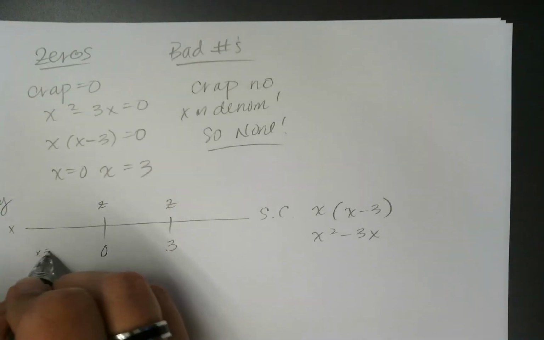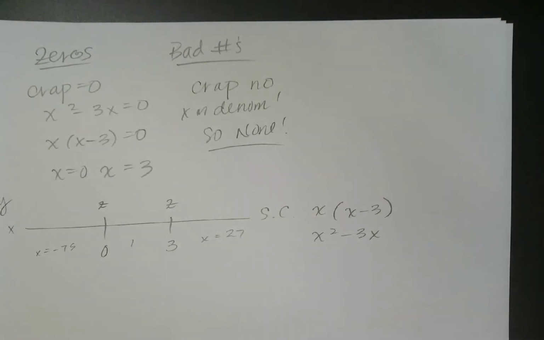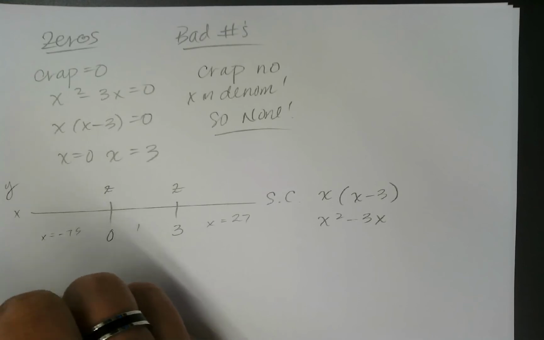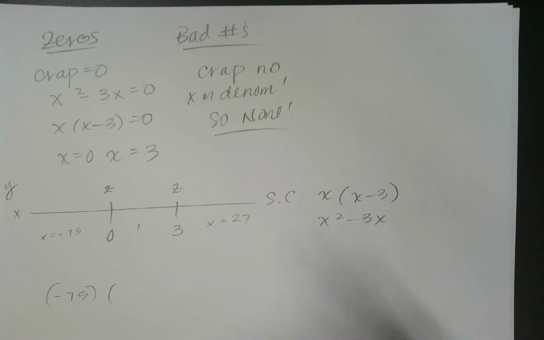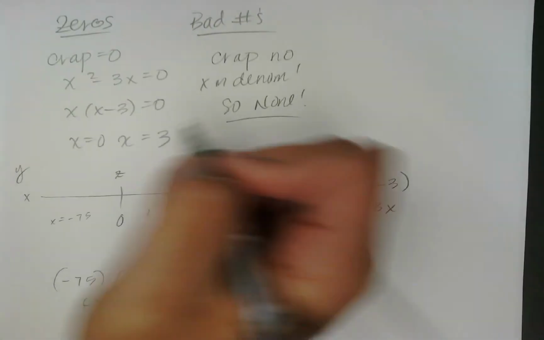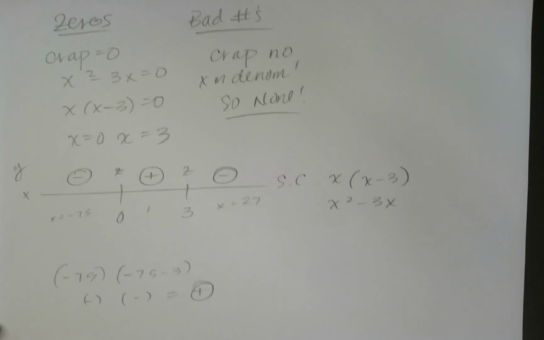So pick a number, x equals negative 75, x equals 1, x equals 27, whatever. Okay. And then if you plug it into the factored version, it's pretty easy. Negative 75 times, either version doesn't matter. Negative 75 minus 3, that's a negative, and a negative gives you a positive. Okay. And then you do all that work and you're like, negative, positive, negative. Because Sam knows a shortcut. You'll learn that later.